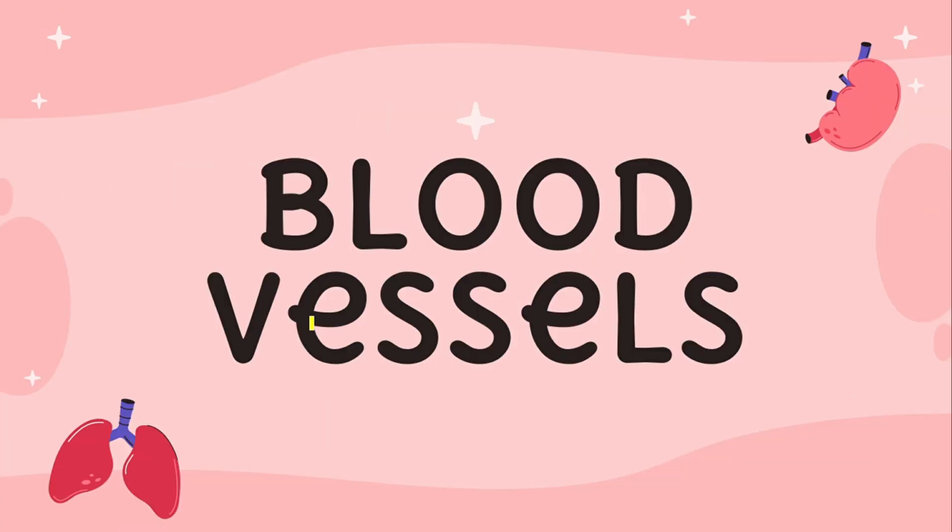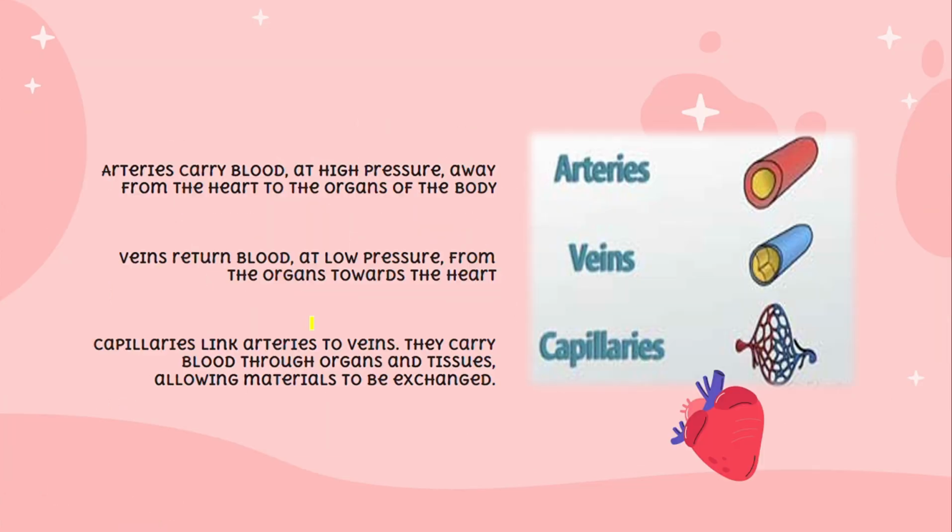Now going to the blood vessels, we have three types. We have the arteries, veins, and capillaries. Arteries carry the blood at a high pressure away from the heart. Wait, away from the heart. We said how we can know if it's away or into the heart to the organs of the body.